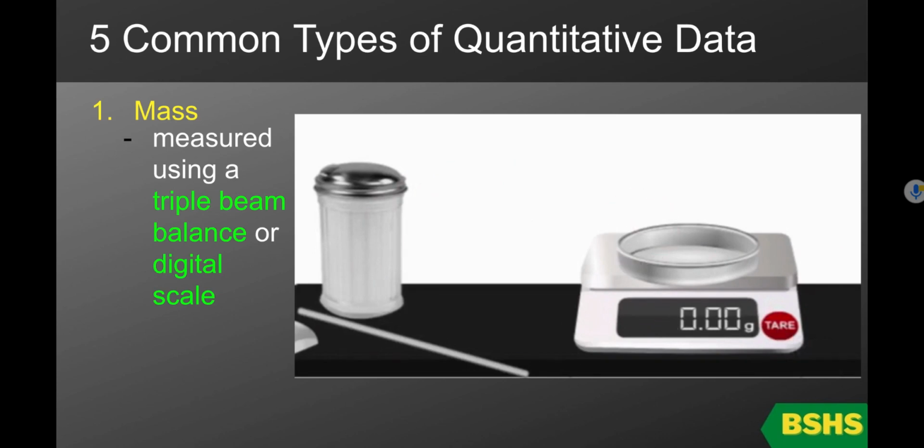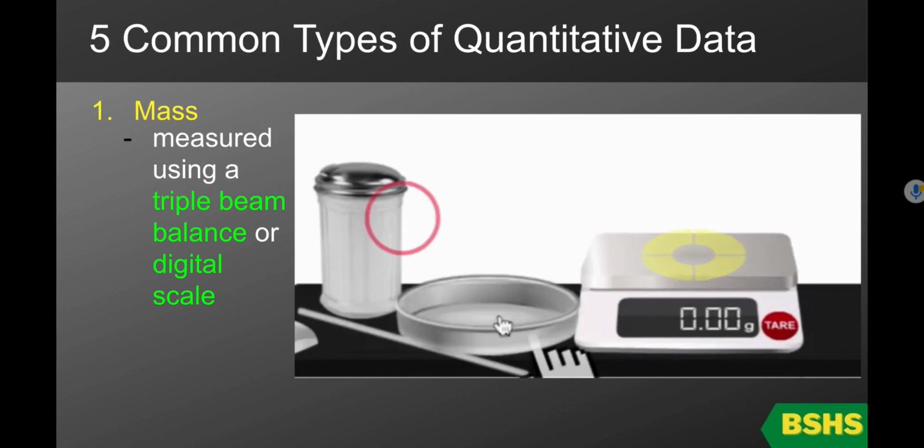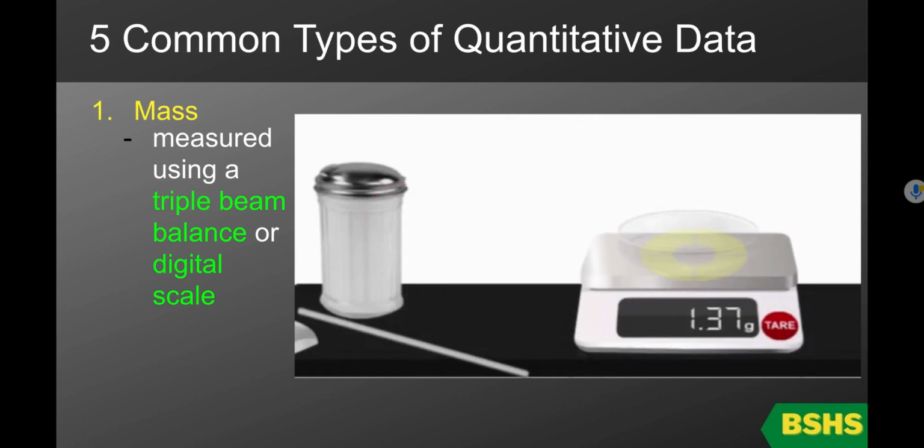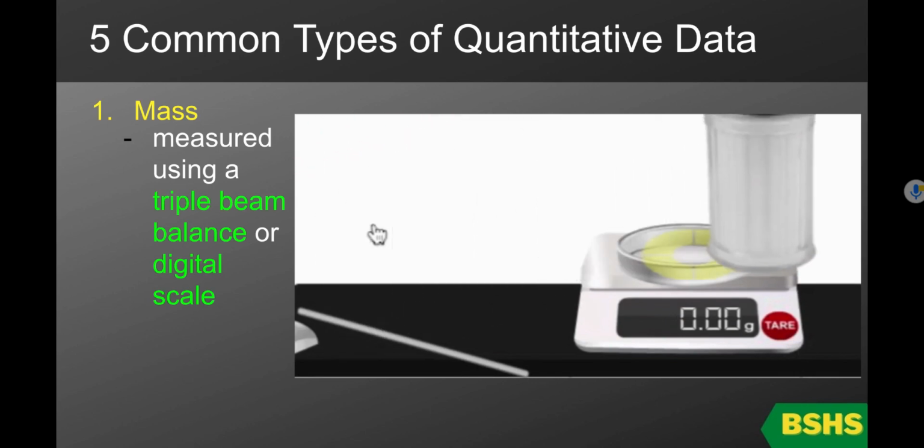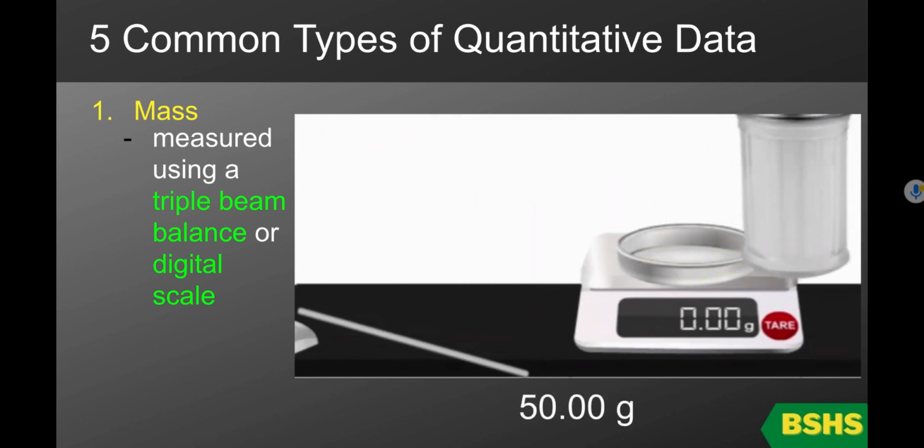The purpose of the weigh boat is just to hold the sugar. We set the scale to 0 after the weigh boat was on the scale because we don't want to include the mass of the weigh boat itself. We only want the mass of the sugar. So we then pour in the sugar, and when we're finished pouring, the number on the scale is the mass we record. In this case, it's 50 grams.